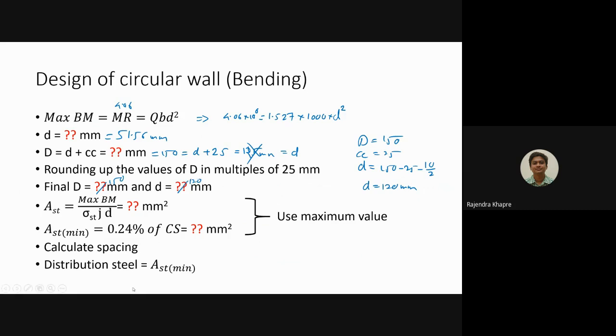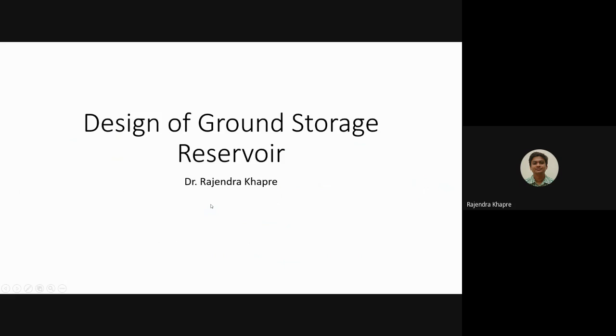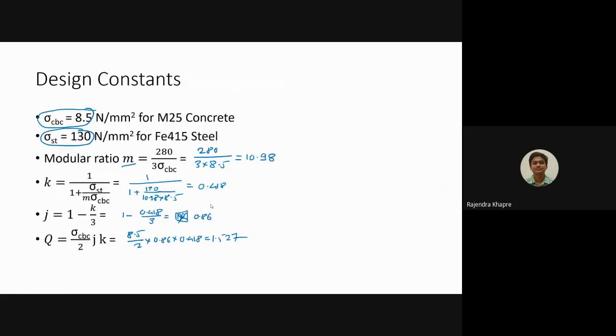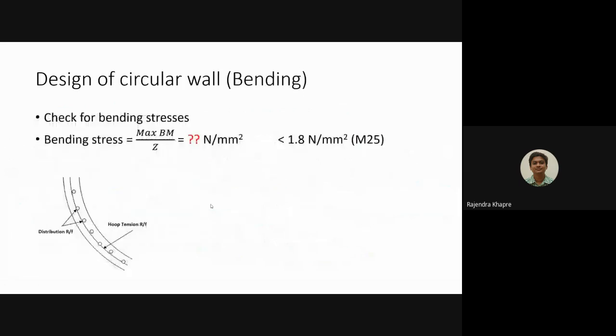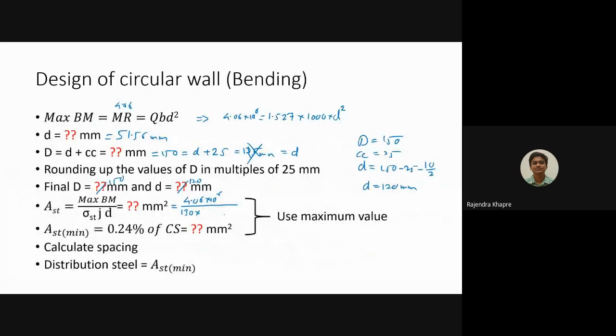Now with this, you can go for the Ast calculation. So maximum bending moment is 4.06 into 10 to the power 6, divided by sigma st, which is definitely 130, into j. How much was j? j is 0.86, right? And d is 120. How much is this?